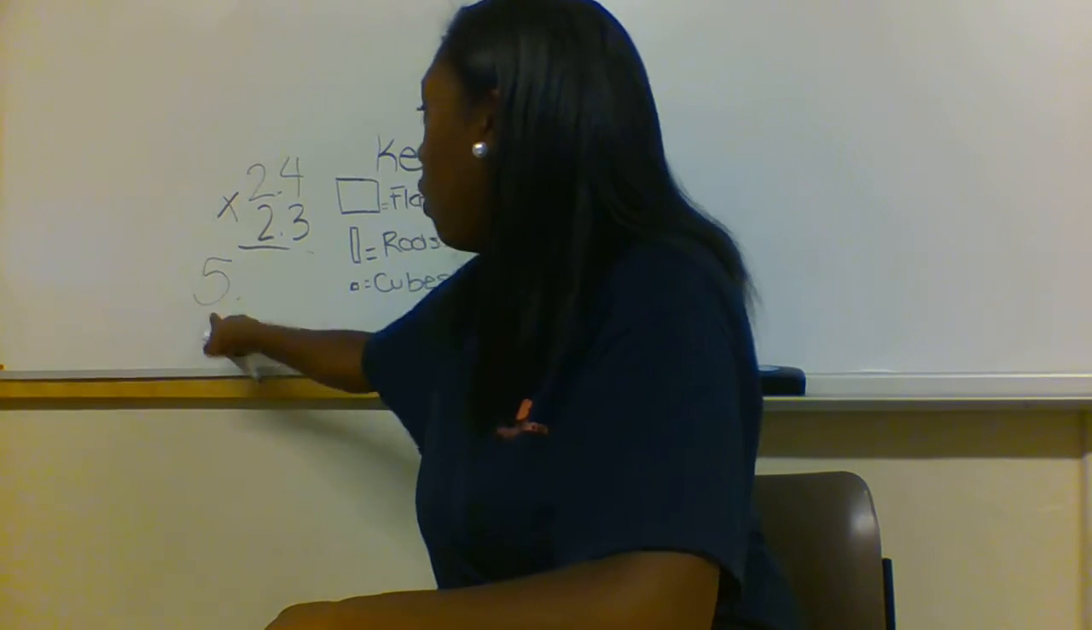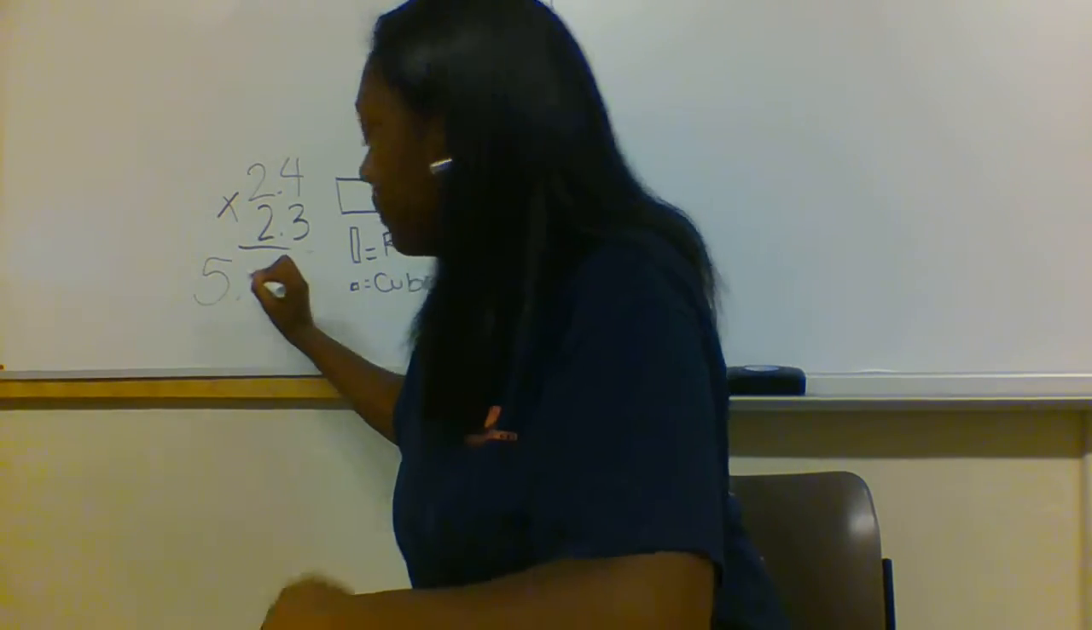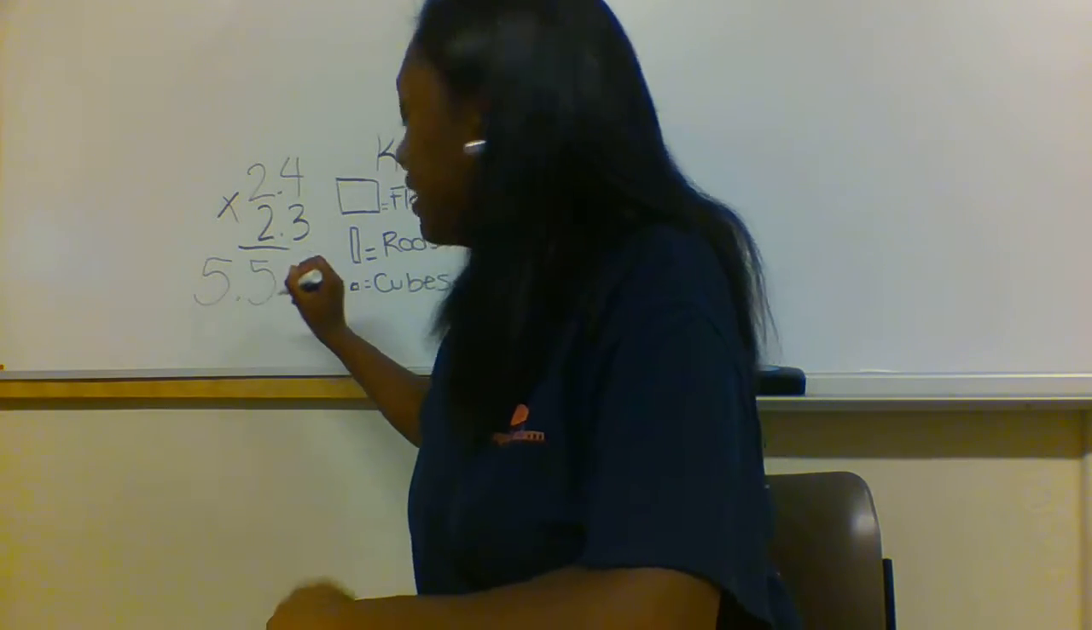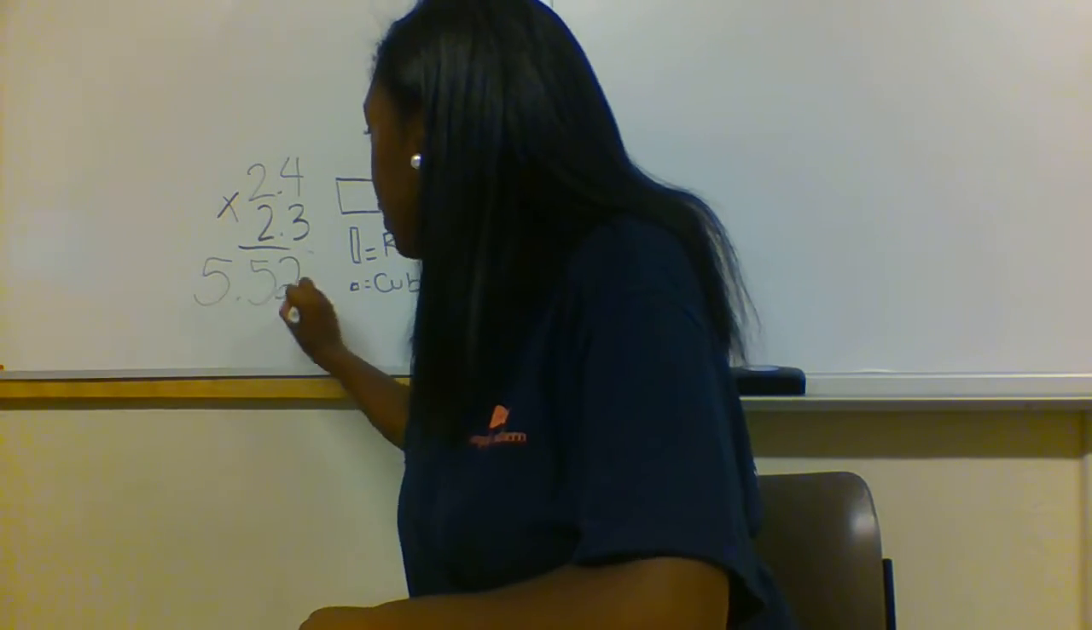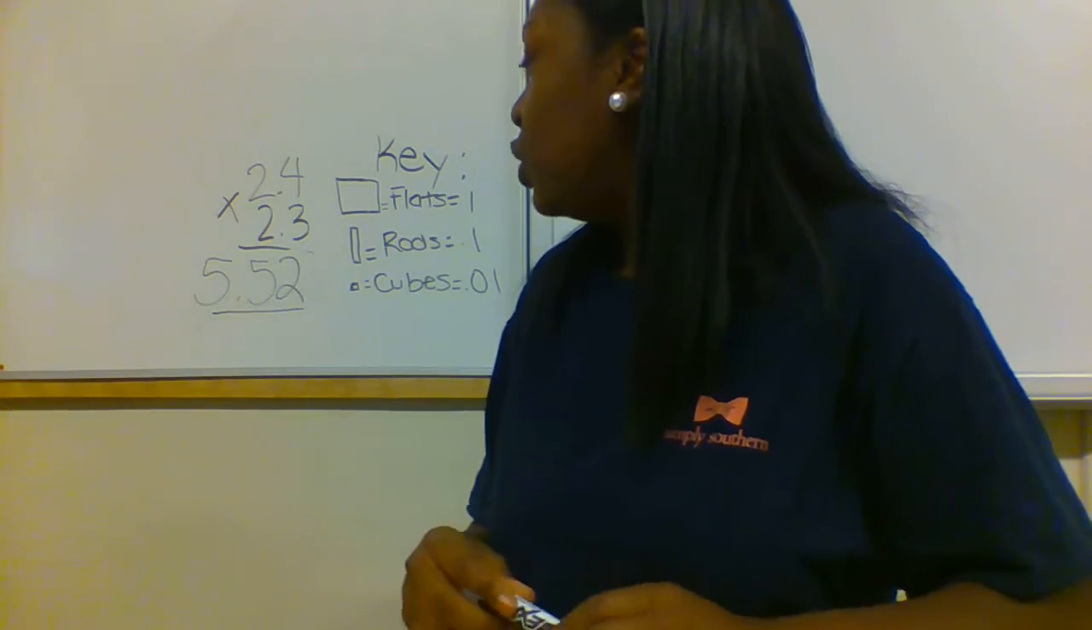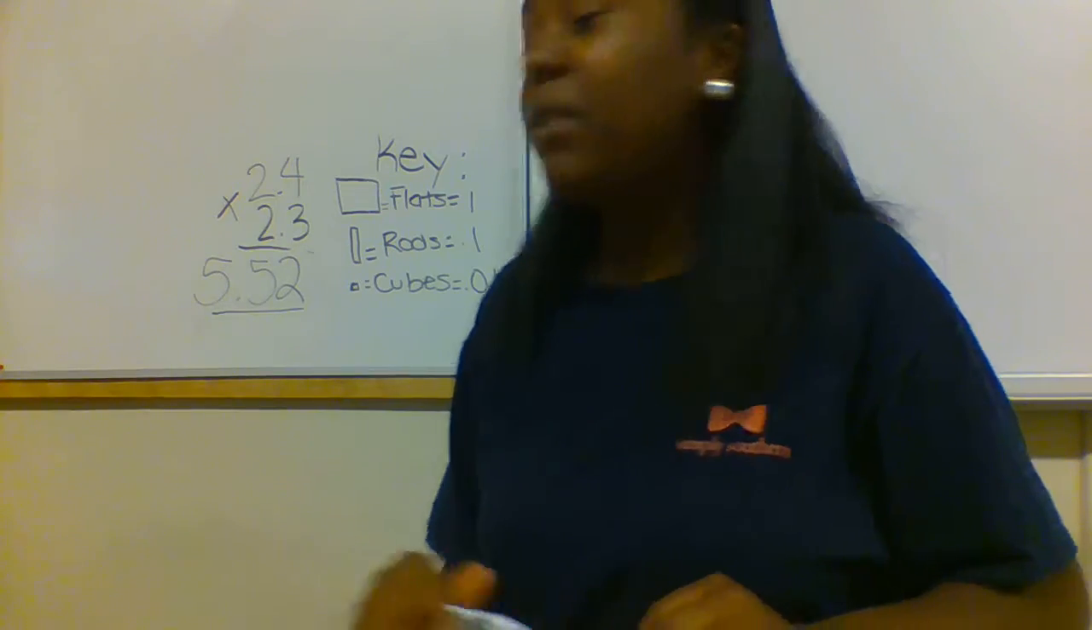We have 5 whole, 5 tenths, and 2 hundredths. Therefore, the answer to 2 and 4/10 times 2 and 3/10 is 5 and 52 hundredths.